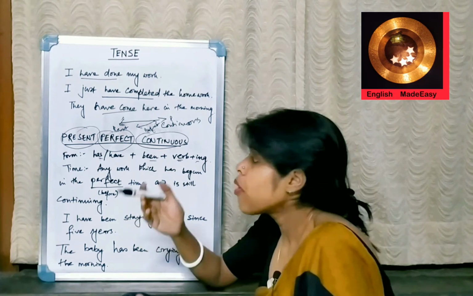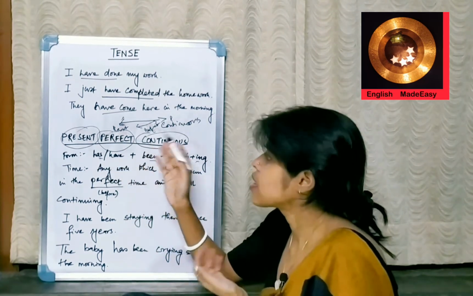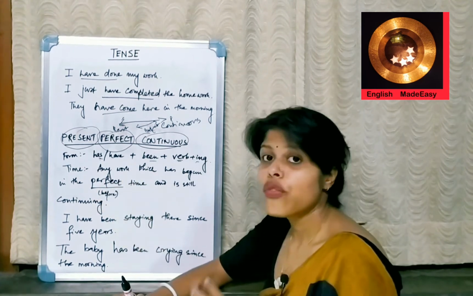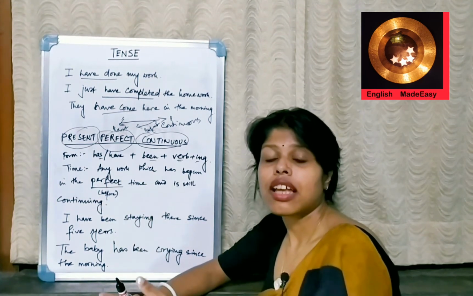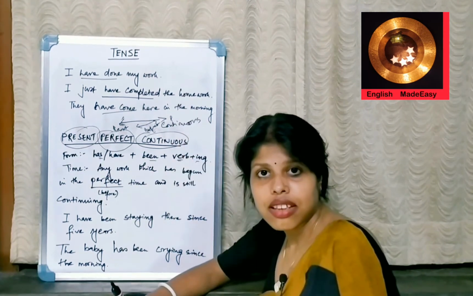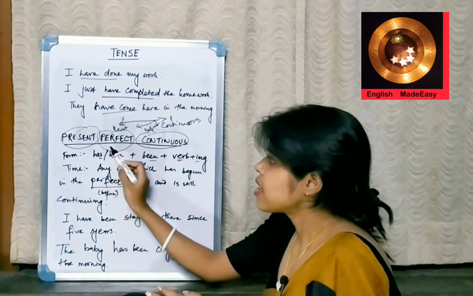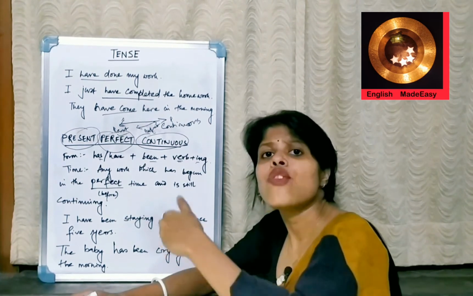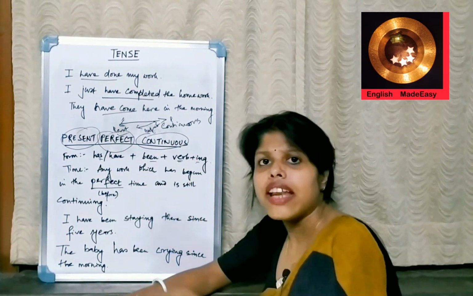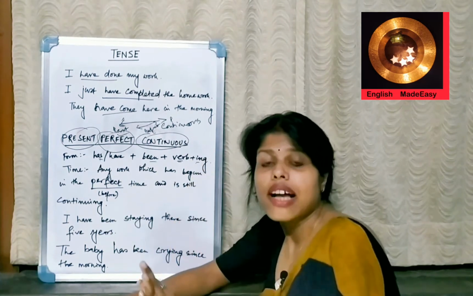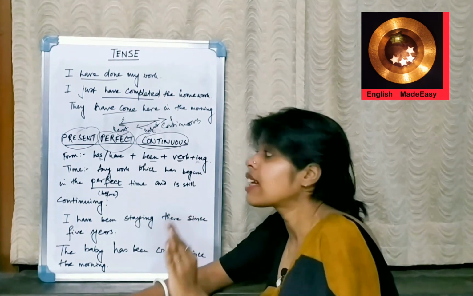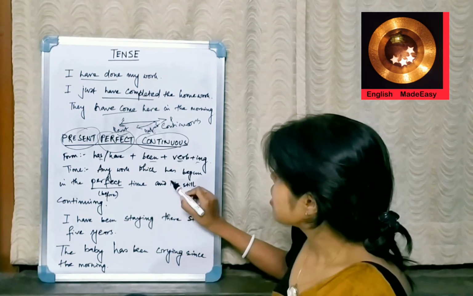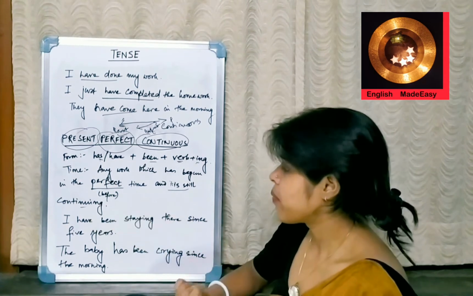What is the time of using this present perfect continuous? Any work which has begun in the earlier times, in the perfect time. See here present perfect is written. So what is the perfect time? Any work which has begun earlier. It can be 5 years back. But the work has to still continue as it is continuous. And it is still continuing.